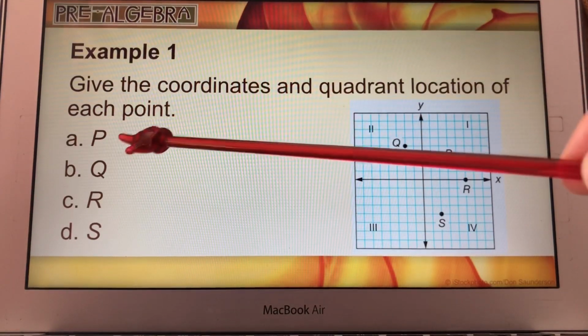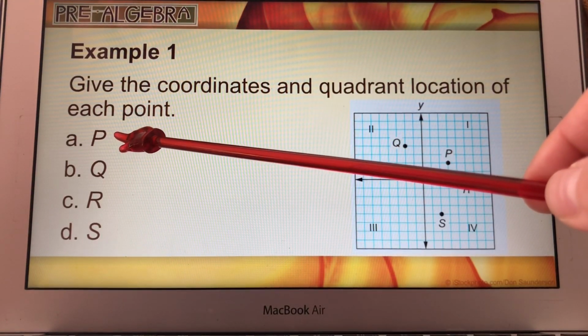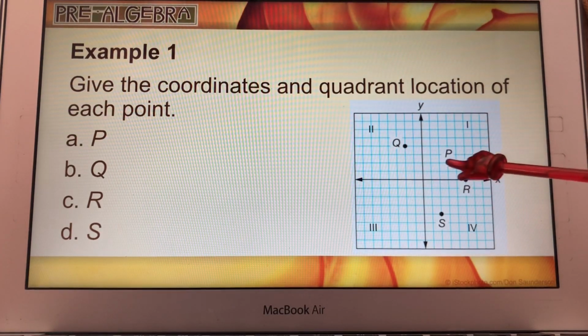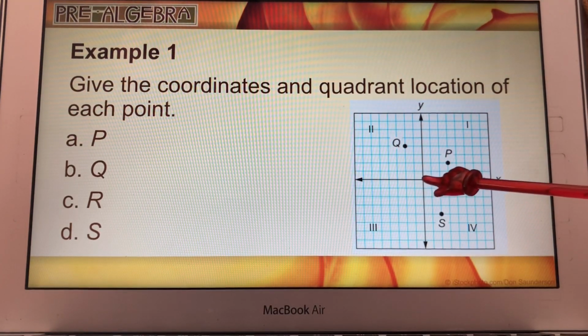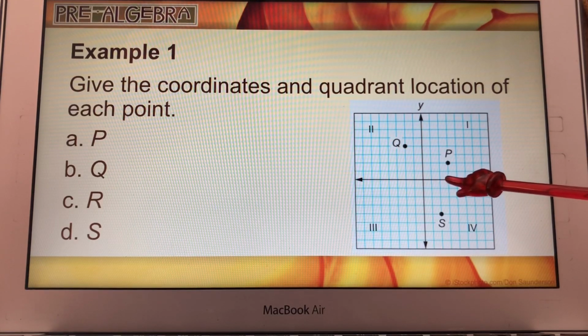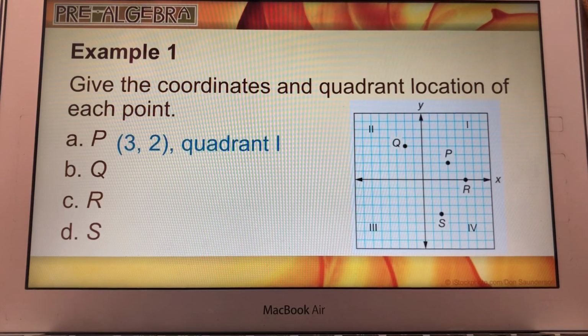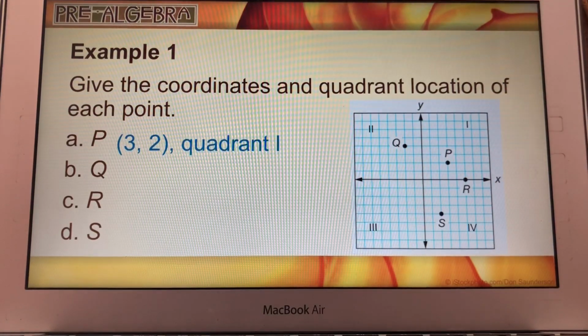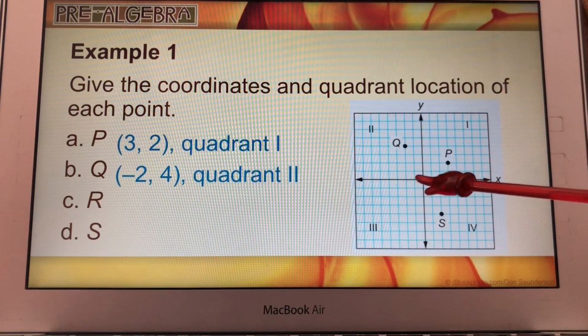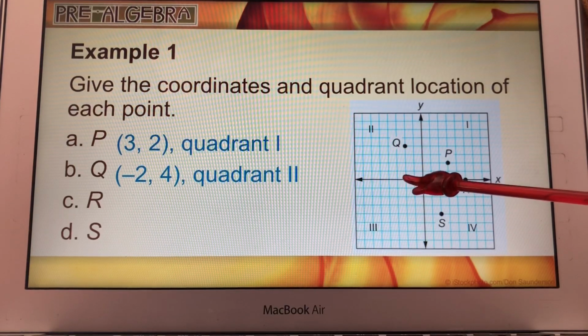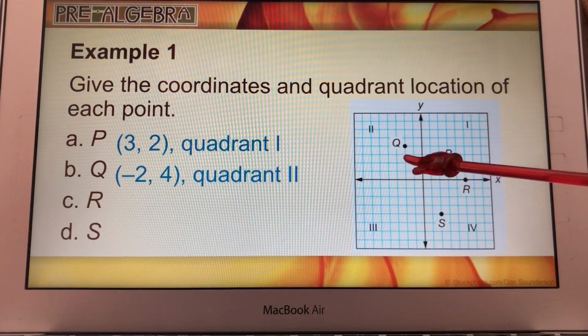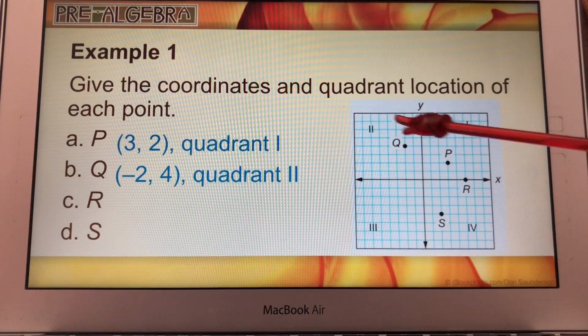So here it says give the coordinates for P. Let's say here we have P. All right, what are your coordinates? You're going to start at the origin here. You're going to go x and then y. So 1, 2, 3 x units, and then 1, 2 for the y units. And so your P is at (3, 2) in quadrant 1. Q is going to be negative 1, and then positive 4. 1, 2, 3, 4. And this is in quadrant 2.